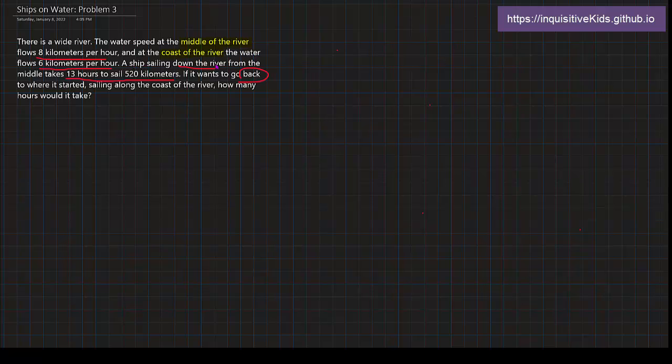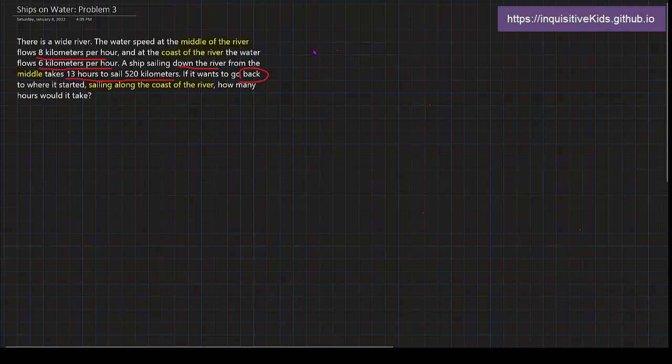So a ship sailing down the river from the middle takes 13 hours to sail 520 kilometers. If it wants to go back to where it started, which means going upstream, because first it was going downstream, then if you want to go back, it has to be upstream. Sailing along the coast of the river, how many hours will it take? Now that's more clear.